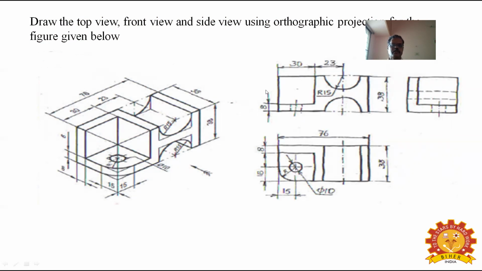First draw the 30 by 30 square. Now you have to draw the semicircle, both at the top as well as at the bottom. It is simple, but when viewed from the front, the holes are hidden edges. Therefore, we have to convert them into hidden lines.